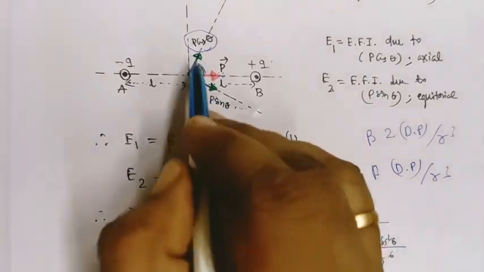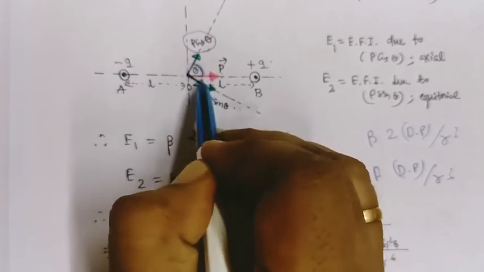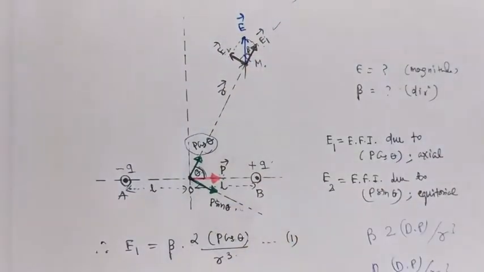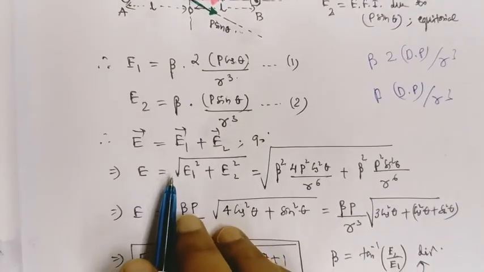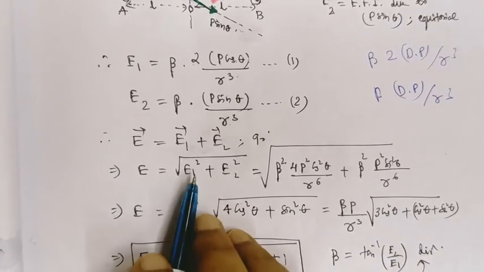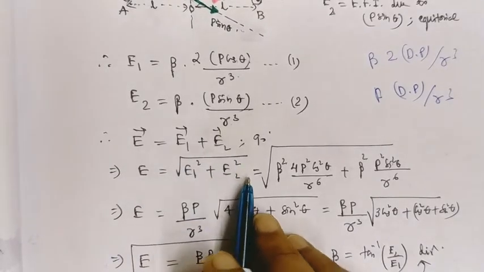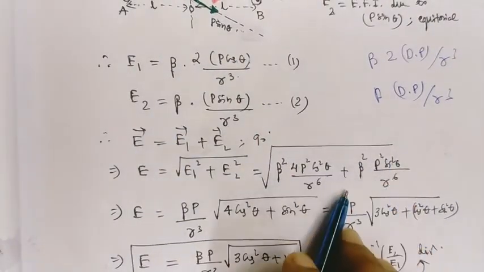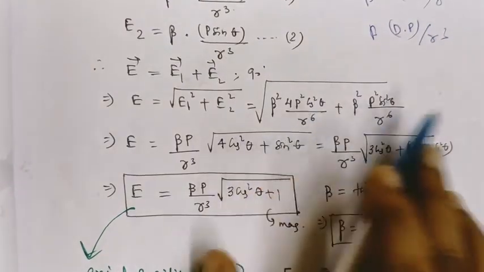Then as P cos theta, P sin theta are at 90 degrees, rectangular components 90 degree to each other. Similarly E1 vector and E2 vector are 90 degree to each other. That means they are perpendicular. So by using vector law formula, E is square root of E1 square plus E2 square. Then simply put the values and calculate. You can easily see there is no complexity in calculation.